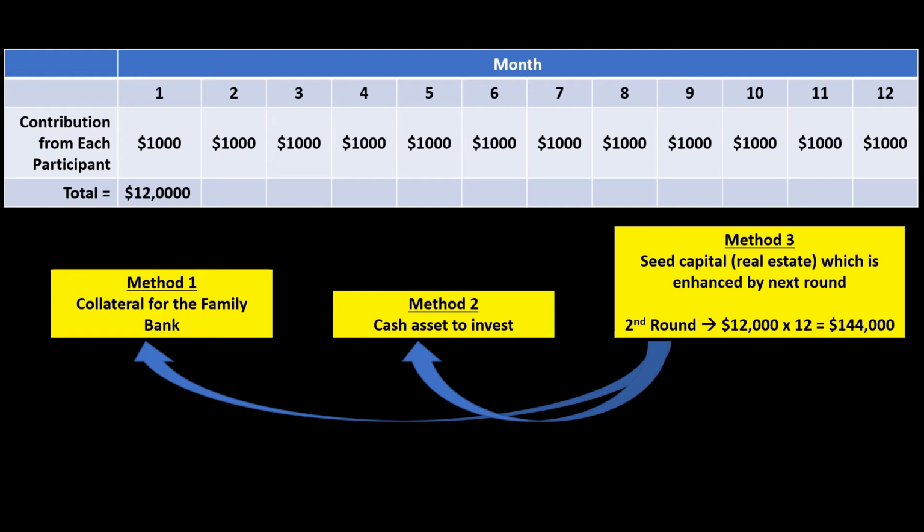So method 1, instead of now taking that $12,000 out, you keep it in an account, which I'm going to talk about after this. You keep that $12,000 in the account with the remaining $12,000 that's going to come every month, and you use that as collateral for your family bank. So that means by the end of this first year, you should have $144,000 in the bank, because that's going to be 12,000 times 12 people. Okay, 144,000 in the bank.